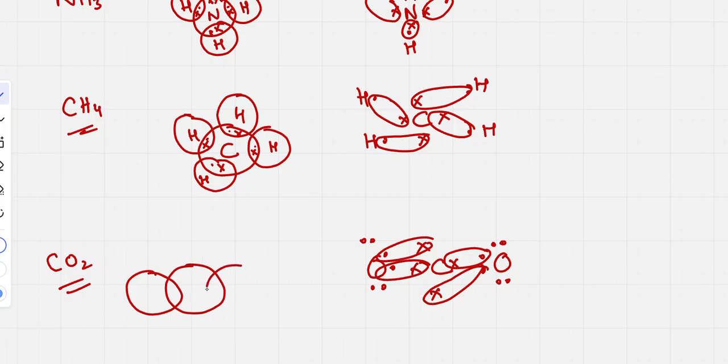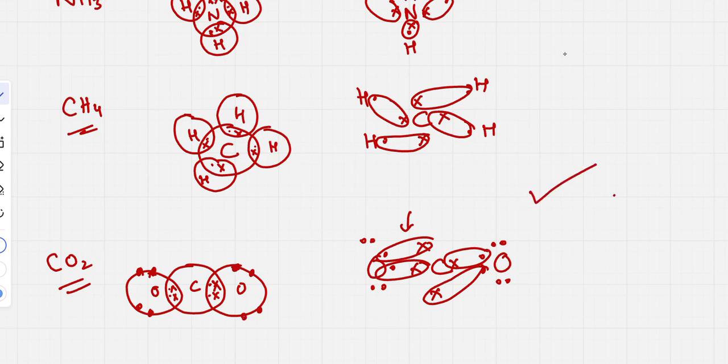And then what we'll do is we'll form the shared pairs over here like that. Now this shared pair, one dot one cross, one dot one cross. How many unbonded electrons? 4. So we draw 4 electrons over here. Same is the case over here. One dot one cross, one dot one cross, and then unbonded electrons are 4. So we draw 4 electrons over here, and that is it.